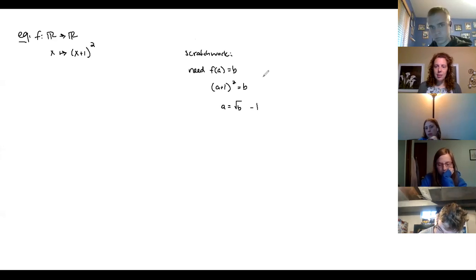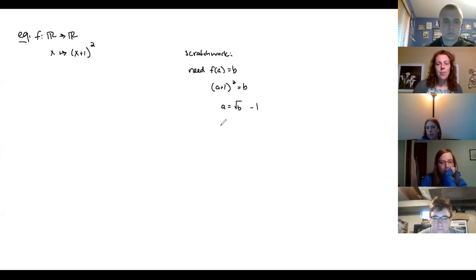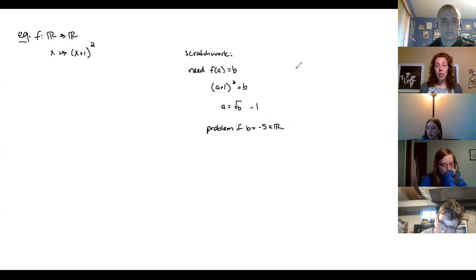Are there any problems with this? Remember, B is living in the real numbers. Any problems with this? People are nodding at me. Josh, you're nodding at me. Give me a value of B that lives in the real numbers that's going to cause me a problem. Problem if B equals -5. Sure, problem if B equals -5, which does in fact live in the real numbers. Yes, that's going to cause me a problem.